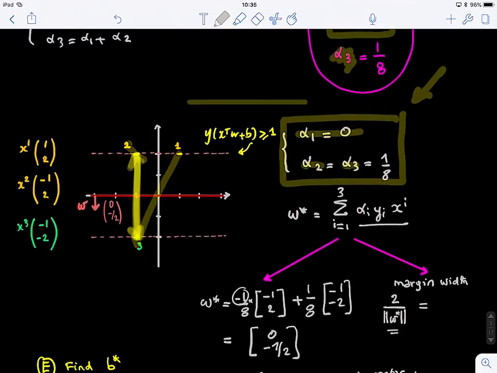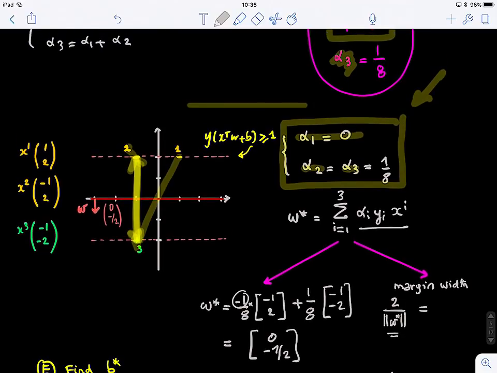And then we can get the margin by dividing 2 by the norm of W star. We take the square root, because here it's basically 1/4 times the square root. So it's 2 times 2, and we get our 4. Okay? So that's dividing by the norm of W star.